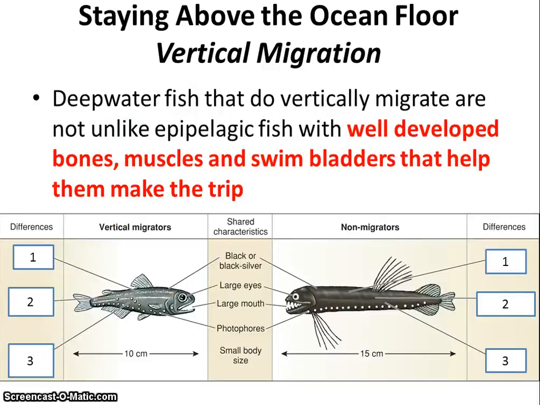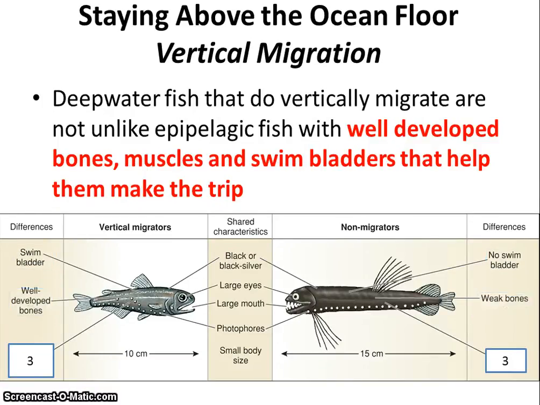Fish that do vertically migrate have well-developed bones, swim bladders, and well-developed muscles. And necessarily, if you're a vertically migrating fish, the way you counteract the density of these well-developed bones and muscles is you have a swim bladder. In other words, vertically migrating fish basically stay above the ocean floor the same way epipelagic fish do. It's just that non-vertically migrating fish lack swim bladders. Why don't they need a swim bladder? Because they lost all that heavy stuff that would keep them on the ocean floor.